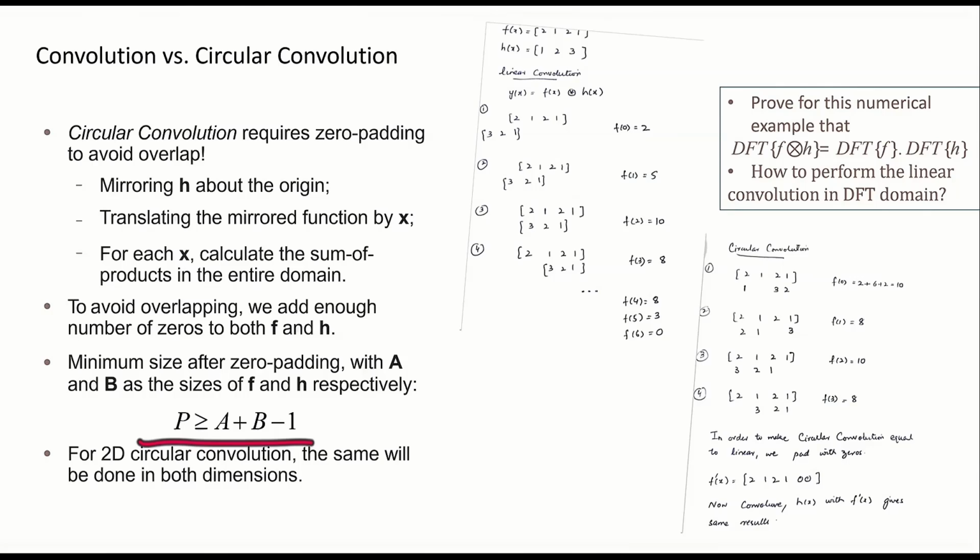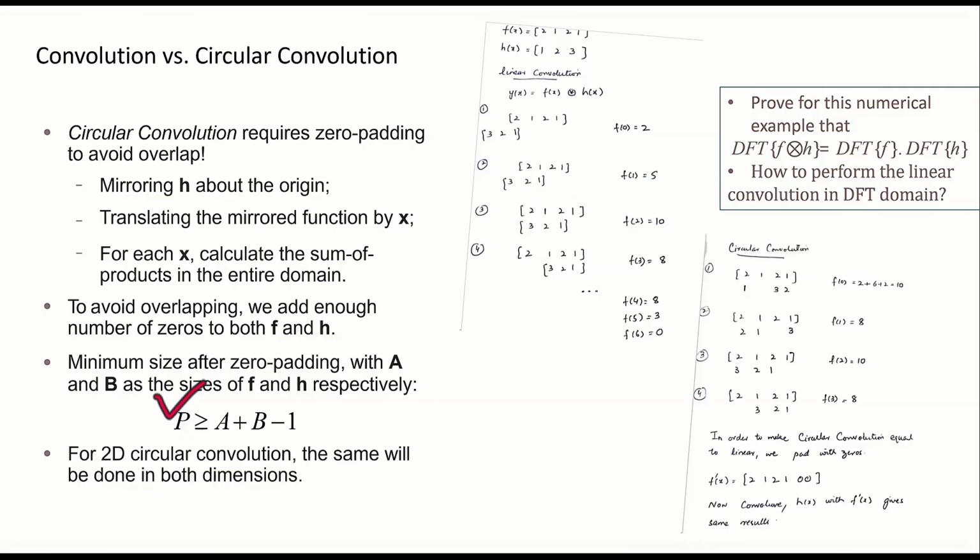What is a? A was the original length, and b is the length of the filter, minus 1. So I have to add zeros in order to make the length of the signal equal to this, to make the convolutions equal. Now, if I pad it, I can take the DFT, multiply them, and I get the same effect as the previous filtering. The total length should be this.